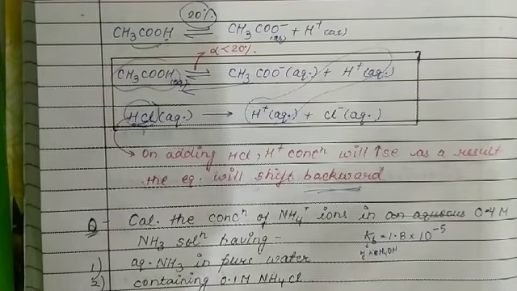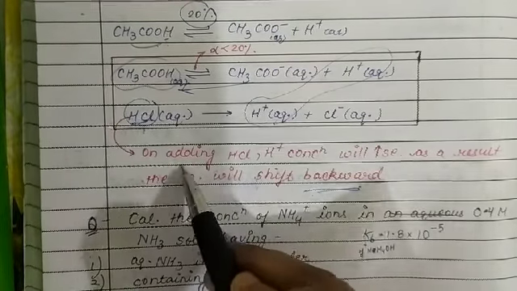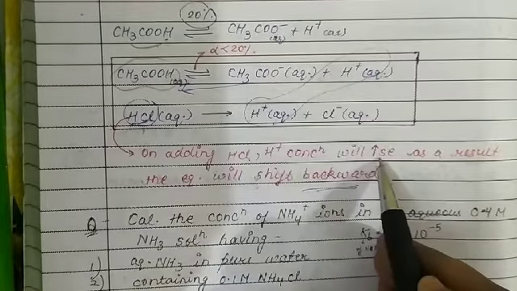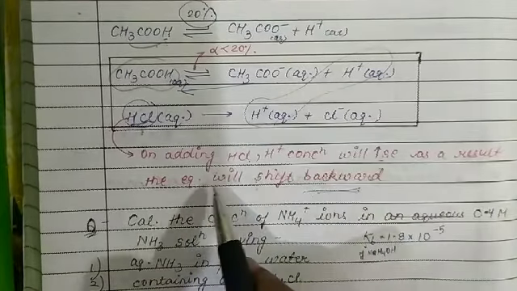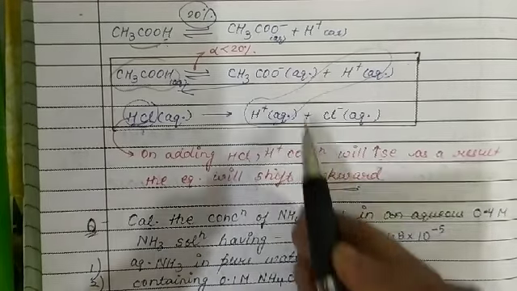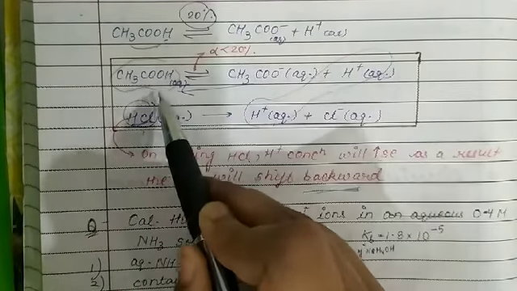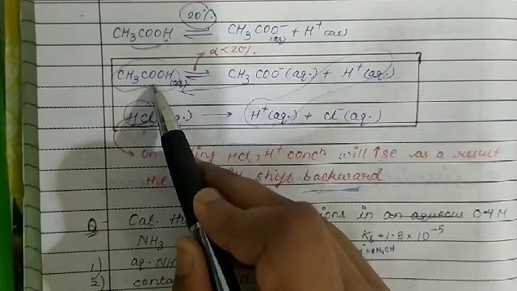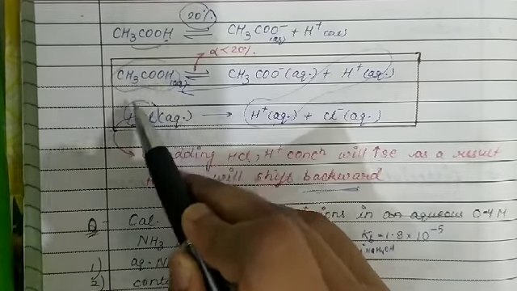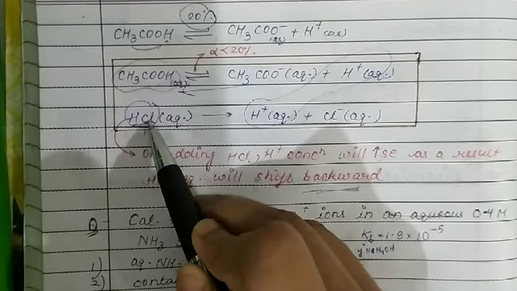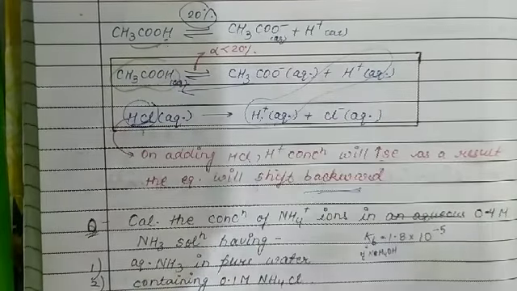Therefore we have seen the common ion effect result. On addition of HCl, the H plus ion concentration increases. As a result, the product concentration increases, therefore the equilibrium will shift backward. When the equilibrium shifts backward, there is formation of CH3COOH. It means the dissociation of the weak electrolyte is decreased by the addition of a strong electrolyte containing a common ion.